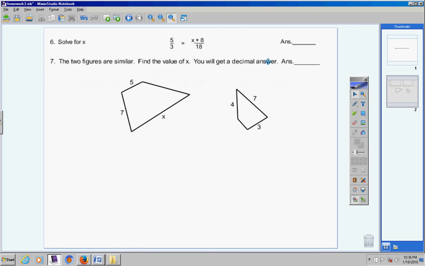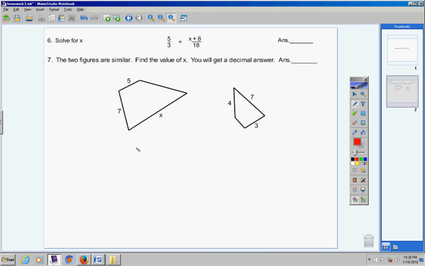Now in number 6, same thing. We have two fractions that are set equal. So let's go ahead and cross multiply. Now be careful on this one. You don't just take the 3 times the x, and you don't just take the 3 times the 8. The 3 gets multiplied to the x and also to the 8 both, okay? So 3 times x is 3x. And 3 times 8 is positive 24.